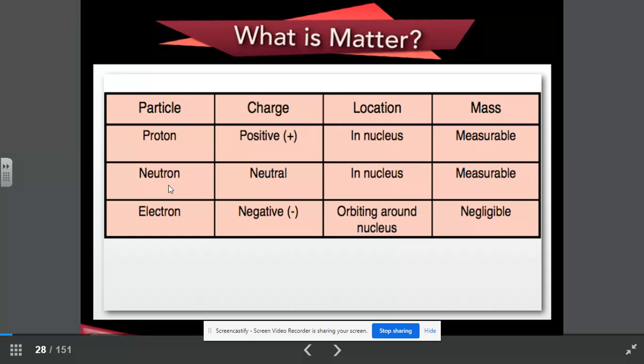They are made of neutrons, which have a neutral charge. That means they're neither positive or negative. They are located in the nucleus as well, and their mass is measurable. And then finally, the third part is the electron or electrons. Their charge is negative. Their location is orbiting around the nucleus, and their mass is negligible, which means it is very small and very difficult to measure what little mass they have. So most of the mass in the atom comes from the proton and the neutron.